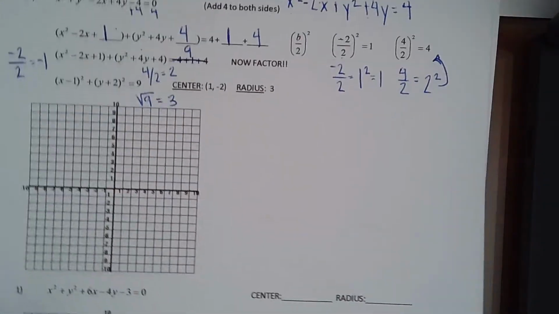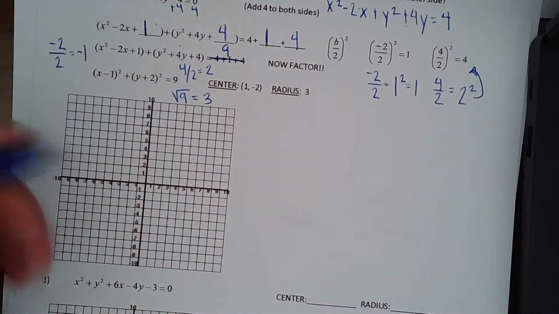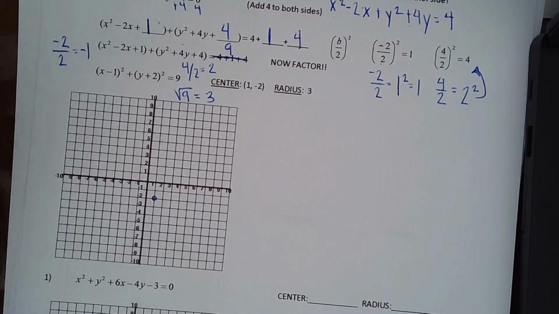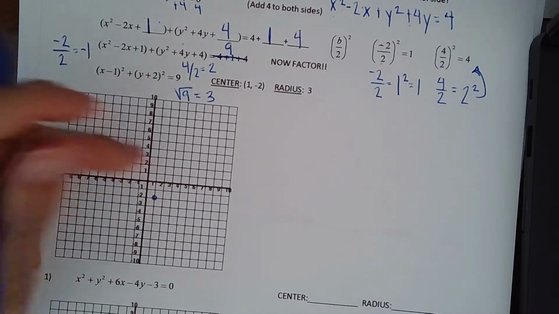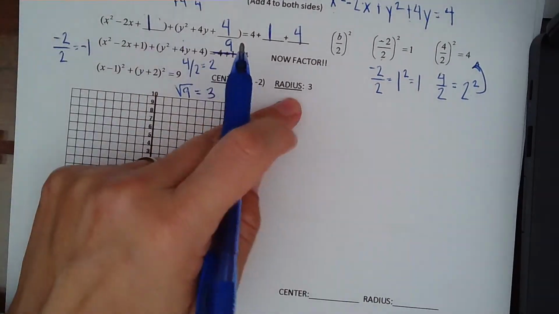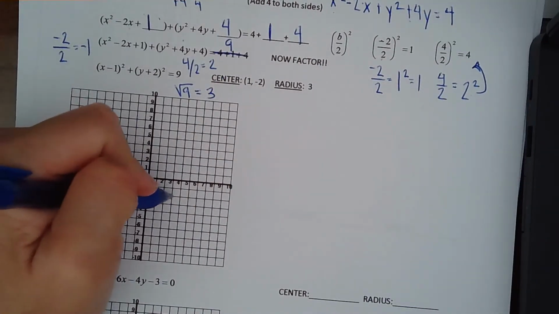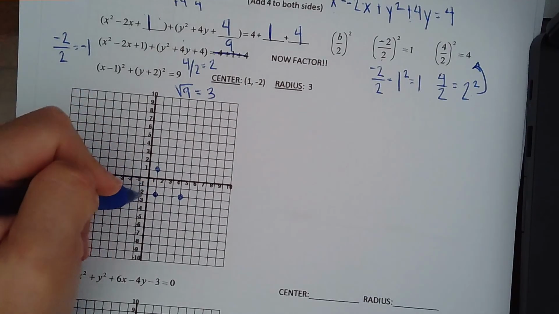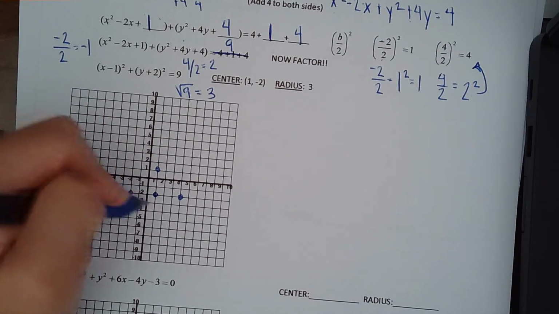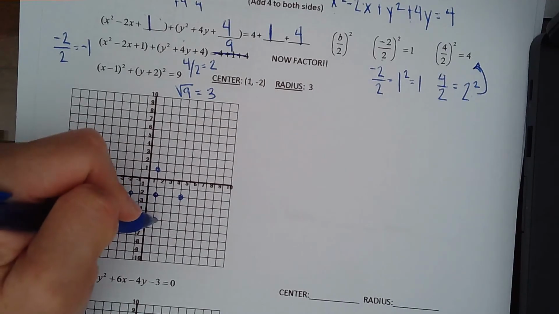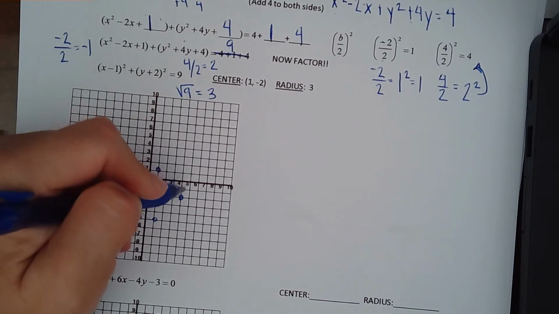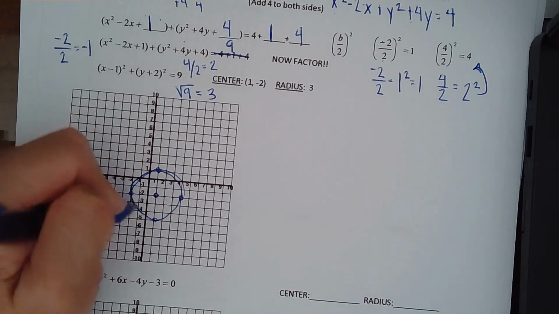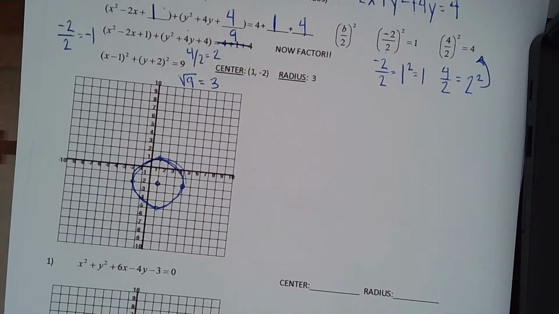So I'm going to go ahead and I'm going to graph that circle. I'm going to plot my center over at 1 and down negative 2. And what I'm going to do is I'm just going to go out in 4 directions of a radius of 3. 1, 2, 3. And then as best as I can, I'm not the best circle drawer. I'm going to try to draw a circle.